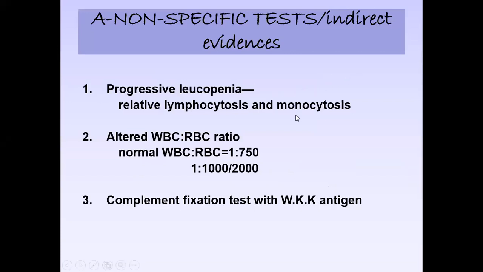Non-specific tests include, number one, the blood examination, which would show that there is a leukopenia, and this leukopenia or decrease in the WBC count is progressing with the passage of time. That is, the WBC count is gradually falling as time goes on. And most of the monocytes and lymphocytes are the cells which are going to be most commonly reduced. The WBC to RBC ratio normally is when for each WBC there are 750 RBC. Over here, for each WBC, the count goes up to 1,000.